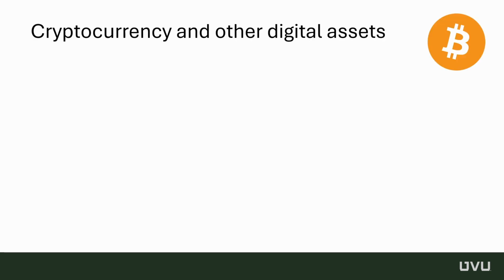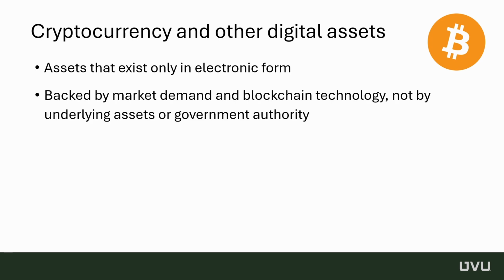Finally, let's talk briefly about cryptocurrency and other digital assets. This is a useful comparison because many people casually refer to cryptocurrency as digital money. But for financial reporting purposes, crypto is not classified as a cash or cash equivalent. Digital assets exist only in electronic form. Their value is supported by market demand, blockchain technology, and expectations about their future use or resale. But they are generally not backed by any government authority, and they usually do not represent a claim to an underlying asset like traditional currencies.